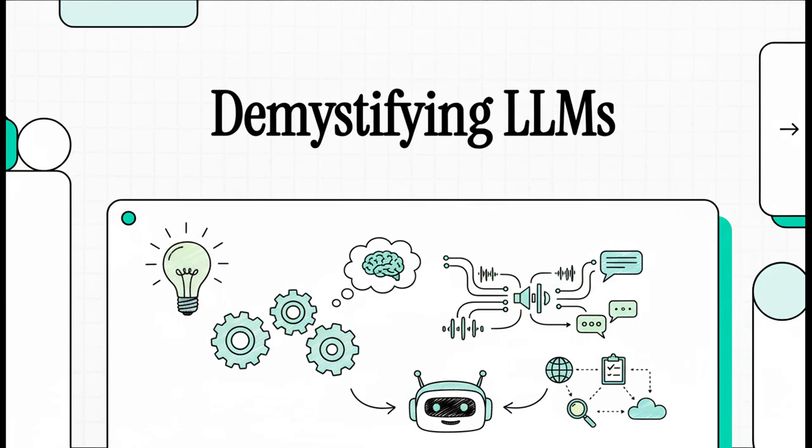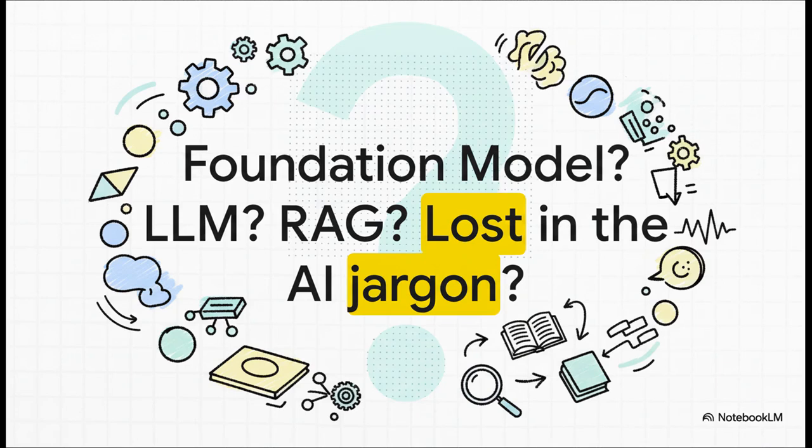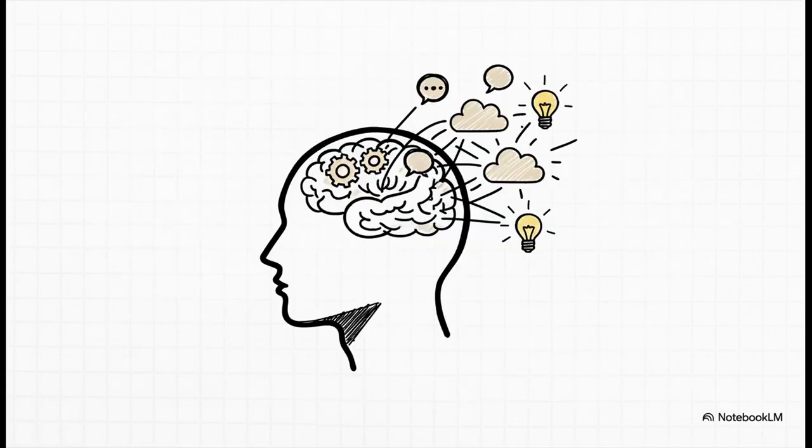Welcome to The Explainer. In just the next few minutes, we are going to completely demystify the key terms and concepts you need to know about large language models, starting from the ground up. So, you've probably been hearing all these terms thrown around, right? Foundation models, LLMs, RAG. And if you're wondering how they all connect, well, you are in exactly the right place. Okay, let's just dive right in.